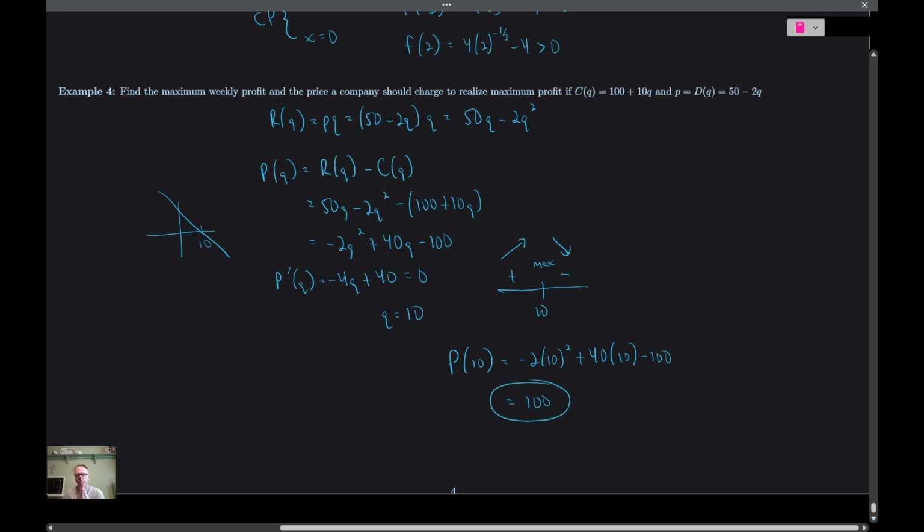Okay, so there's the idea. Follows the same steps every time. Take derivatives, set it equal to 0, find the critical points. Are we increasing or decreasing? So you find your max and your min or neither, and then you plug it back into the original function.